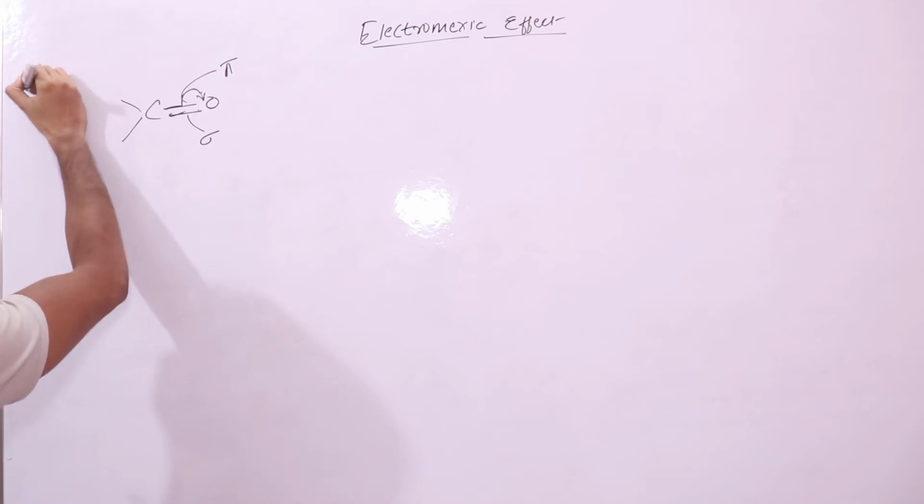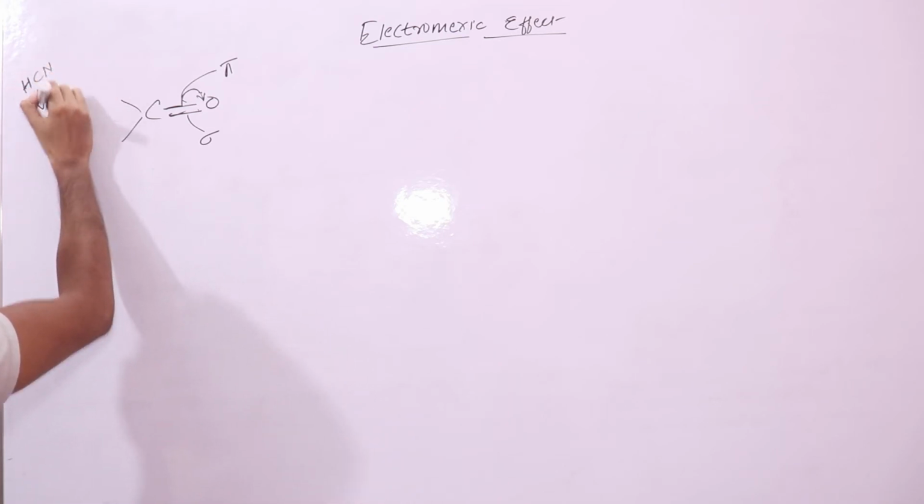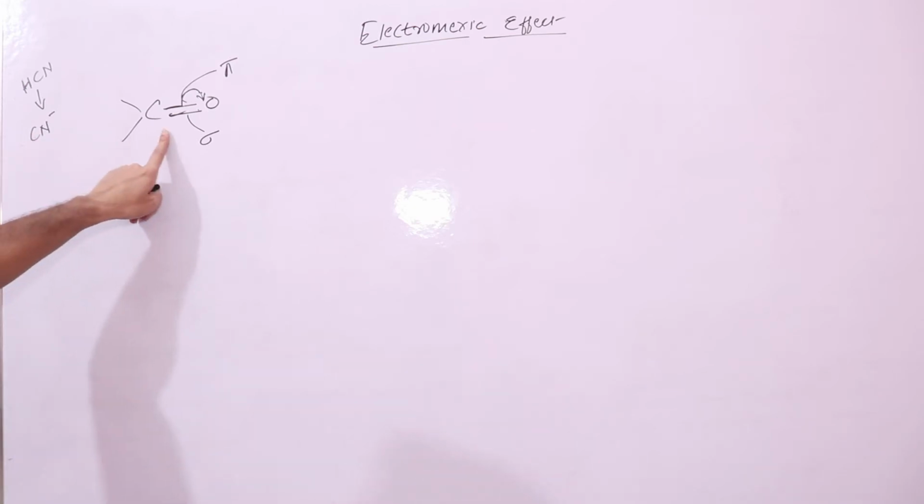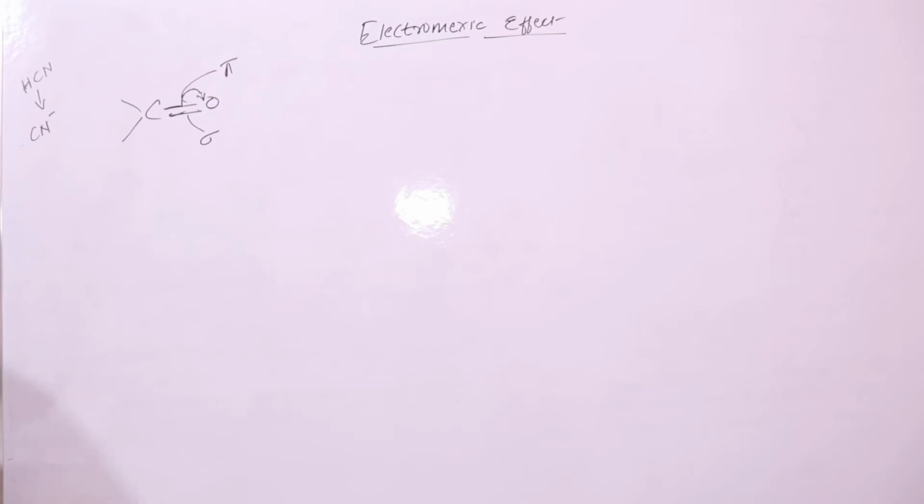Say we add hydrogen cyanide to it, which will provide cyanide ions. So in the presence of cyanide ions, the electrons of the pi bond would be transferred to one of the bonded atoms, right? The atom that has acquired the electrons will become negative, because we know that electrons are negatively charged, so it will acquire a negative charge. And this transfer of electrons is complete. Electrons would be completely transferred to one of the shared atoms in the presence of an attacking reagent.